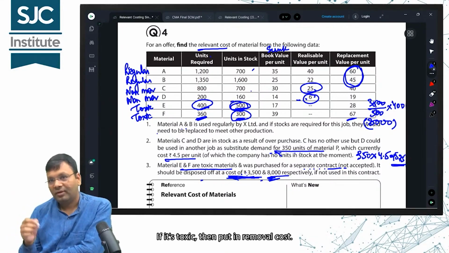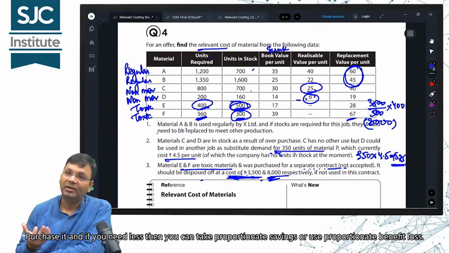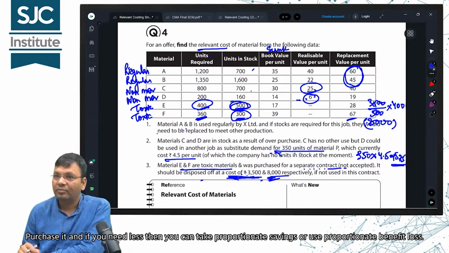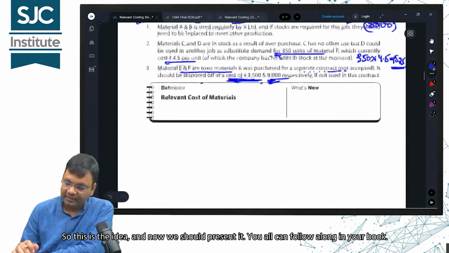If it's toxic, then put in removal cost. We can only provide as much as we have in stock. If you need more, you can purchase it, and if you need less, then you can take proportionate savings or use proportionate benefit loss. All right. So this is the idea, and now we should present it.